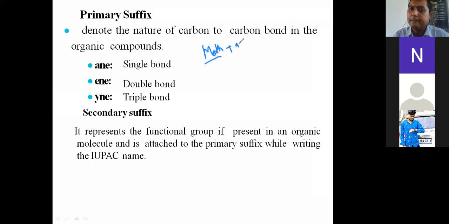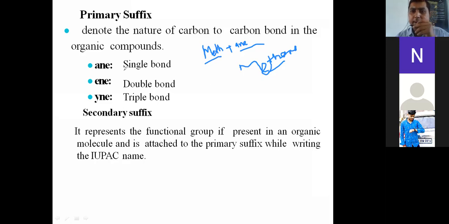Sir, the voice is breaking. Now it's okay. Very good. So meth and eth plus ane gives methane. So here, this meth is what? The root word. And ane is the primary suffix.